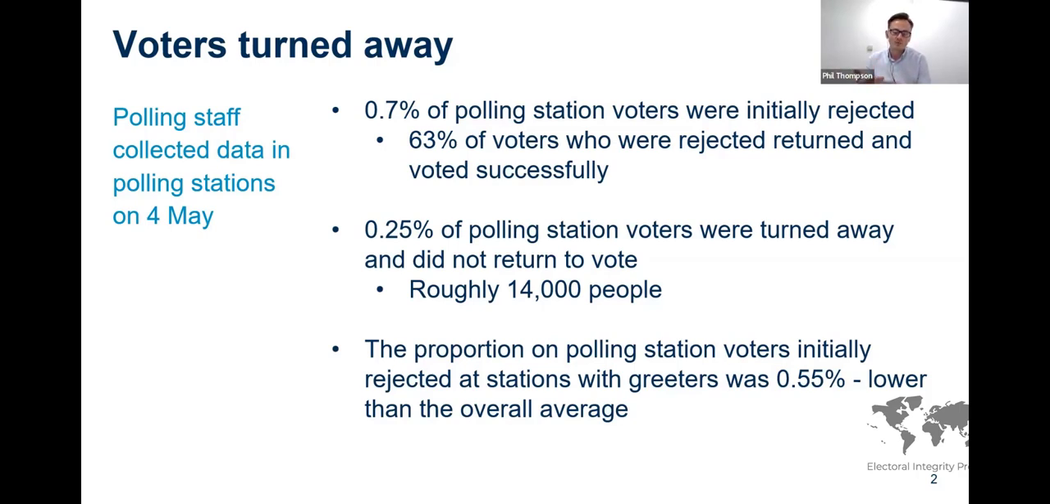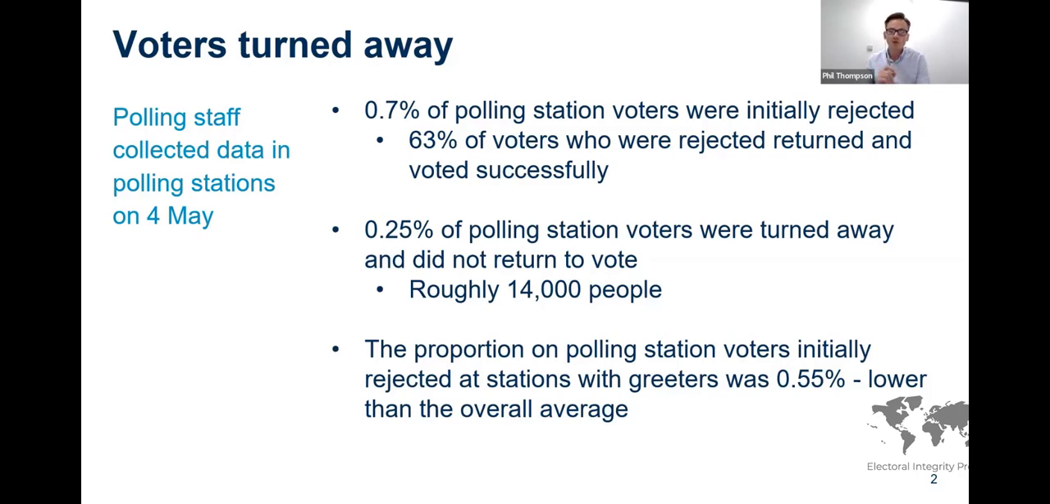We collected data on stations that had greeters and didn't have greeters. And that effect is exactly what, unsurprisingly, we've seen. The proportion of people recorded as being turned away at polling stations with greeting staff was lower at 0.55% than the stations that didn't have greeters, where it was 0.8%. And you then have that overall average of 0.7.